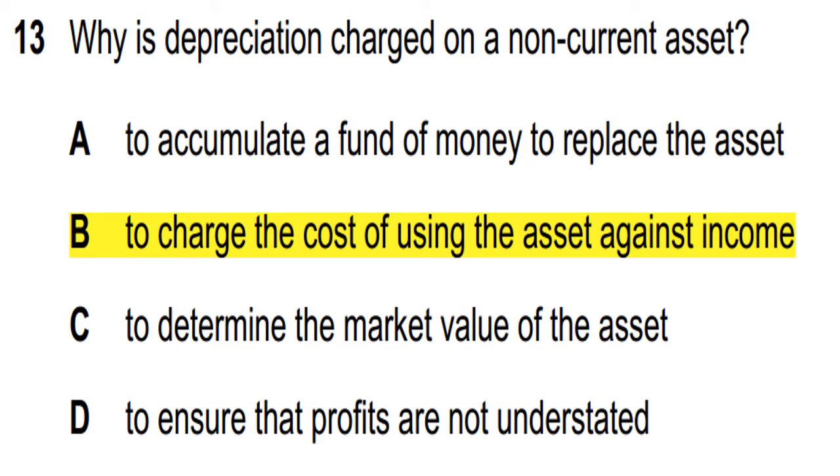While depreciation is charged on non-current assets? B option will be correct: to charge the cost of using the asset against income. We spread out the non-current assets cost over its useful life.